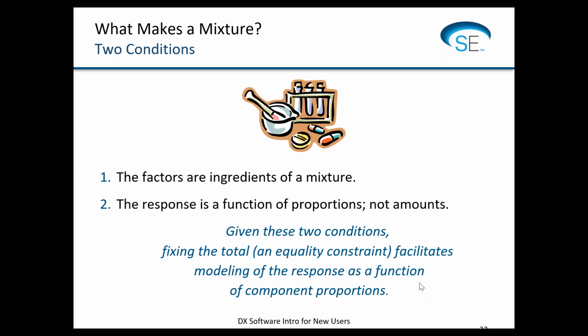If I'm making cookies in the oven, I'm looking at the cookie batter. The absolute quantity of sugar that I put in the recipe doesn't matter. It's the proportion of sugar to flour. It's the proportion of sugar to water, whatever the ingredients are. It's the proportions that really drive the characteristics.